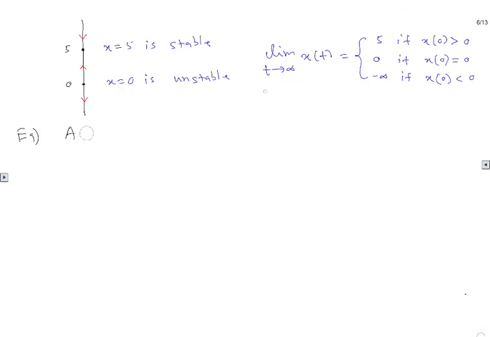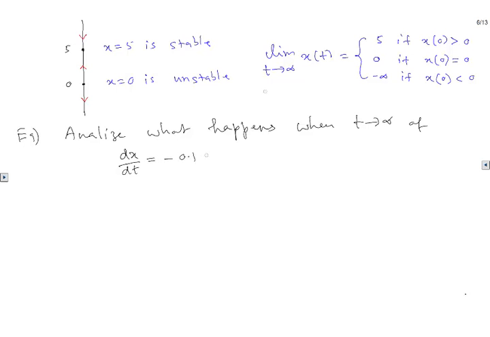You can say analyze. What happens when t goes to infinity of dx over dt equal negative 0.1 x squared (x minus 1)?